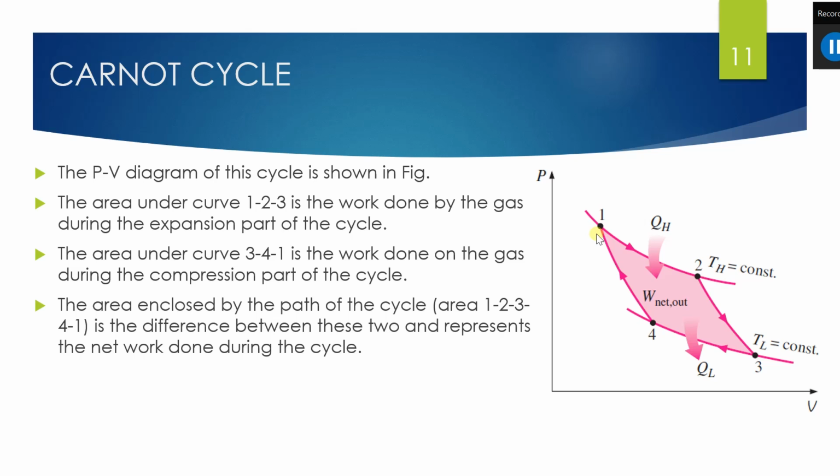The area under the curve 1, 2, 3 shows the work done by the gas, and the area under the curve 3, 4, 1 shows the work done on the gas, and the total work done by this process is represented as the area under the complete curve 1, 2, 3, 4. Okay, this shaded portion is the total work done by the system. Okay, and the area enclosed by the path of the cycle 1, 2, 3, 4 is the difference between these two, and it is the net work done during the cycle.